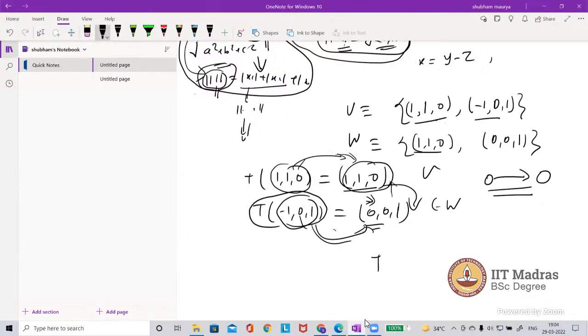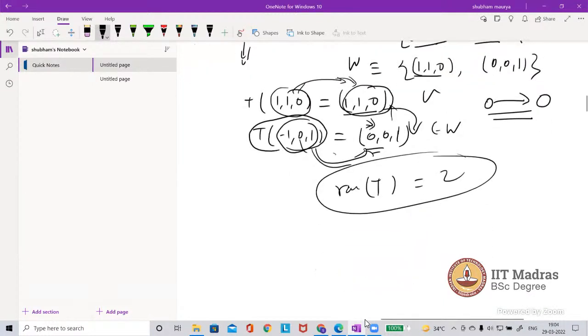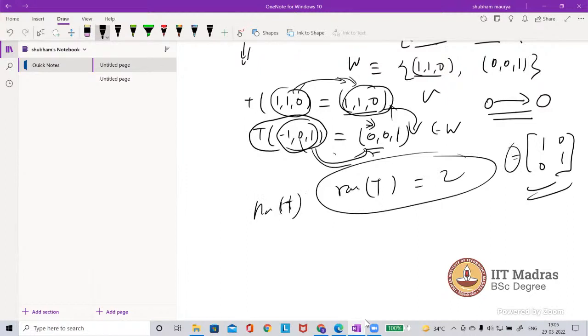This says that the rank of T itself will be 2. So there is actually a theory. Otherwise, you just write the matrix. You will get 1 0 and the second one will be 0 1. So directly you can tell, see, this has rank 2. So that's why rank of T will be 2. So T is injective, surjective, isomorphism.